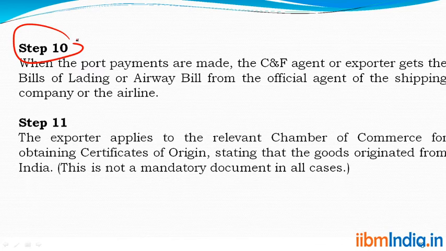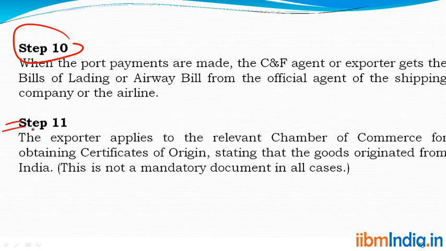When the port payments are made, once all the port payments are made, the clearing and forwarding agent and exporter get the bill of lading or airway bill from the official agent of the shipping company or the airlines. You will submit the mate's receipt, and against the mate's receipt you will receive a bill of lading or airway bill from the official agent of the shipping company or airlines. It depends whether you send your product by sea or by air. If you are sending a product by airline, then the airline company will give you the airway bill.